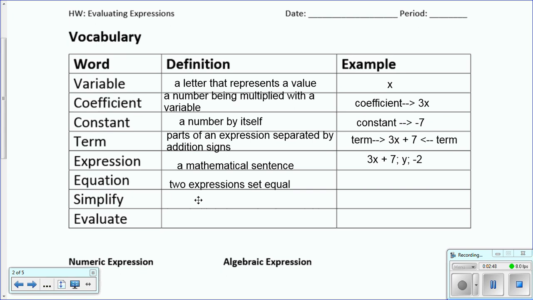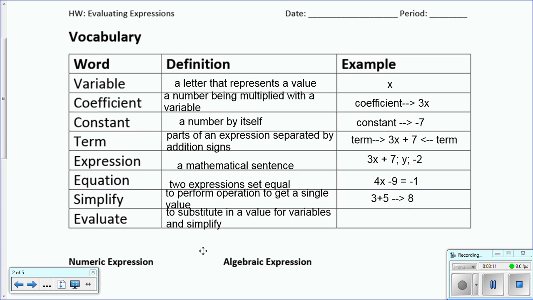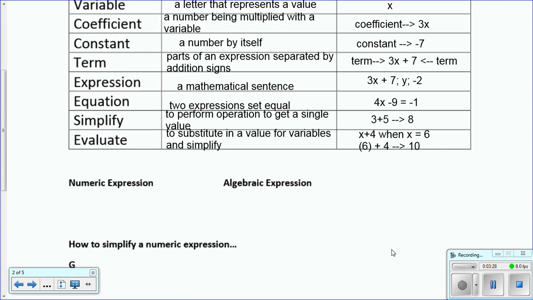An equation is two expressions set equal to each other. So 4x minus 9 equals -1. Each of those, 4x minus 9 is an expression, -1 is an expression. They're set equal to each other. Simplify means to perform operations to get a single value. So when we do 3 plus 5, we're simplifying it to 8. Evaluate means to substitute in a value for variables and simplify. So when we say x plus 4, and we know x is equal to 6, we can plug that in. So 6 plus 4, and we can do that math, we get 10. Okay? Alright.